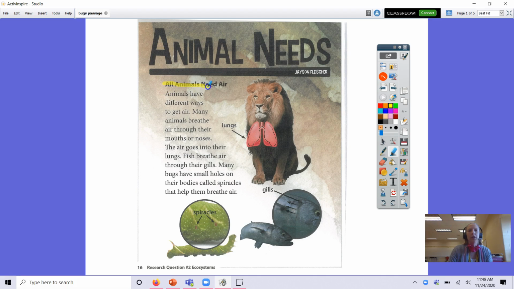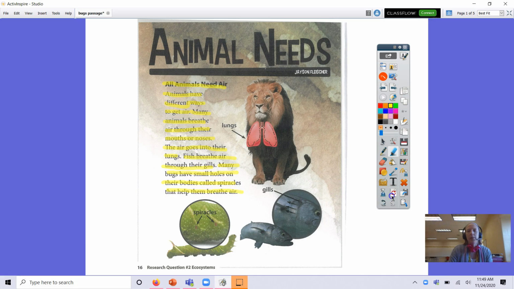All animals need air. Animals have different ways to get air. Many animals breathe air through their mouths or noses. The air goes into their lungs. Fish breathe air through their gills. Many bugs have small holes on their bodies called spiracles that help them breathe air.